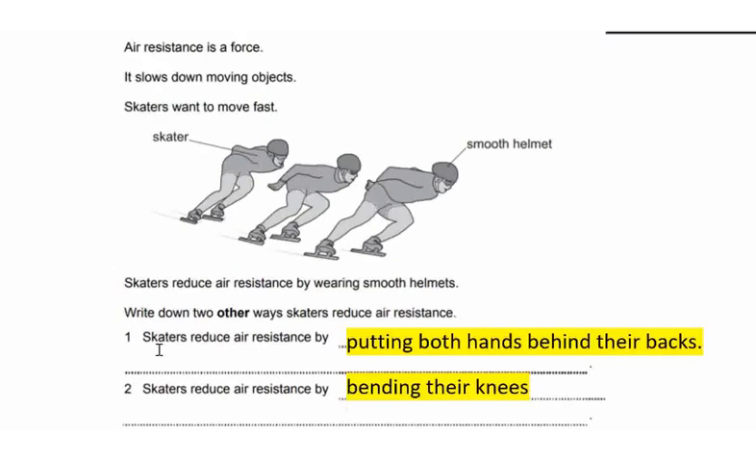The answer is skaters reduce air resistance by putting both hands behind their backs. There you can see from the pictures. Number two, skaters reduce air resistance by bending their knees. That's all. Let's move to the next question.